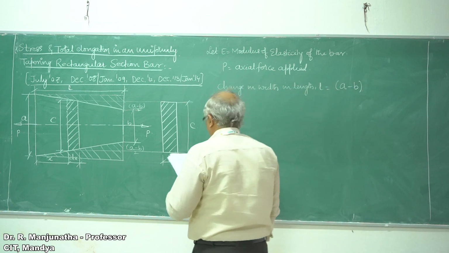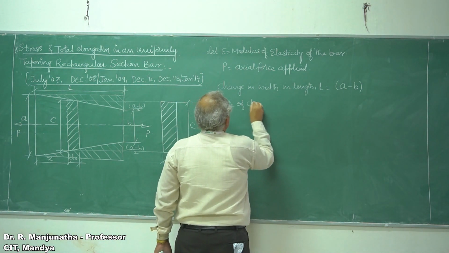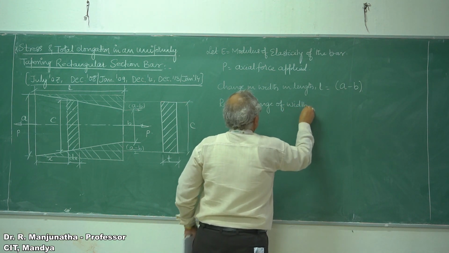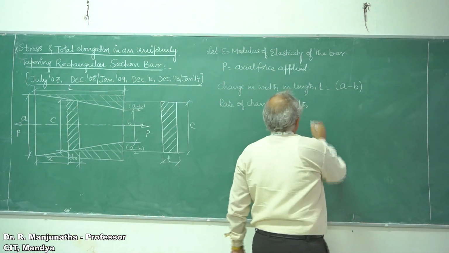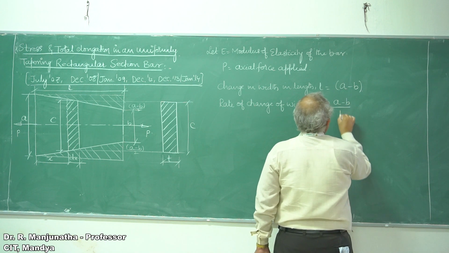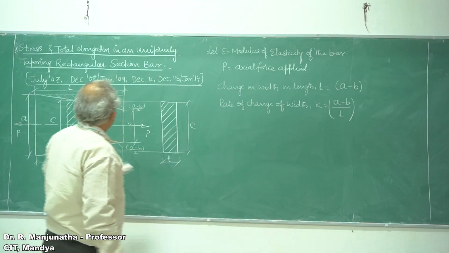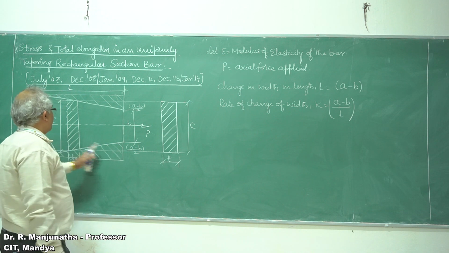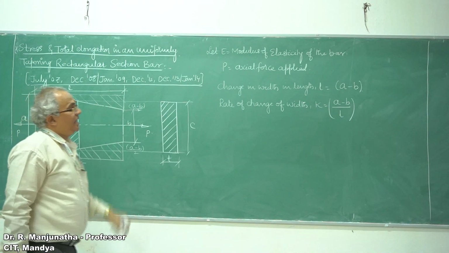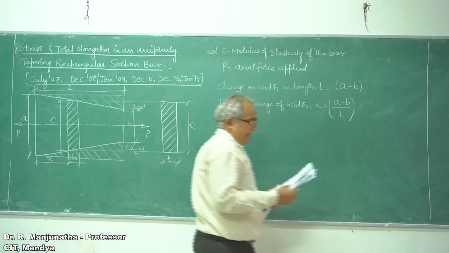Then the rate of change of width, K, will be equal to A minus B divided by L. That is, if we consider A minus B for the entire length, then dividing by L gives the rate for an individual section. Whatever the length, dividing by it gives the rate for an individual element.